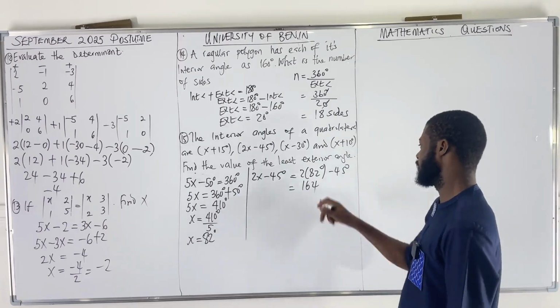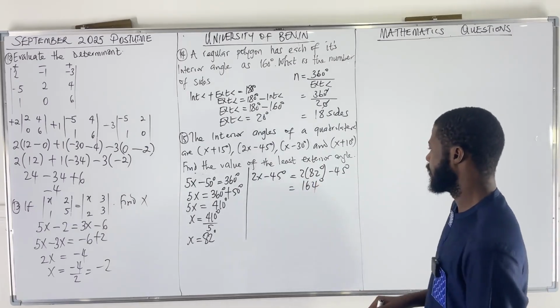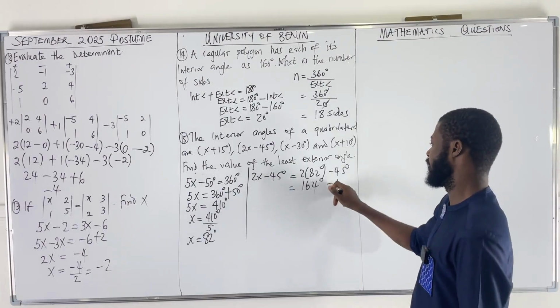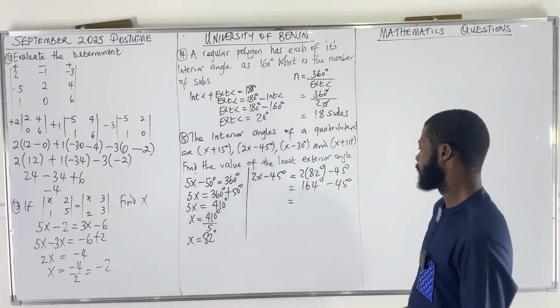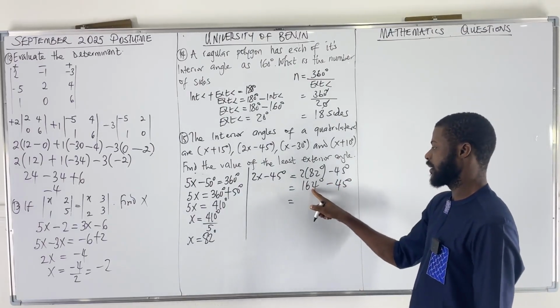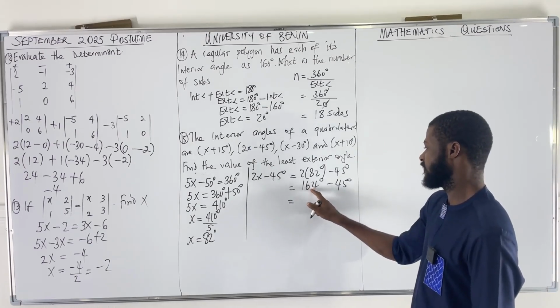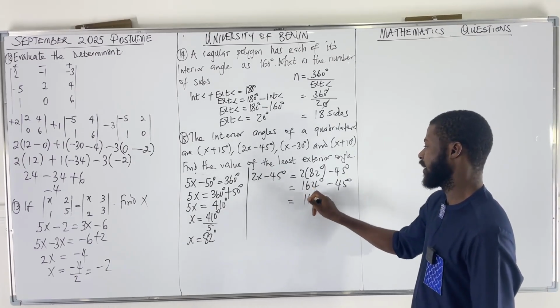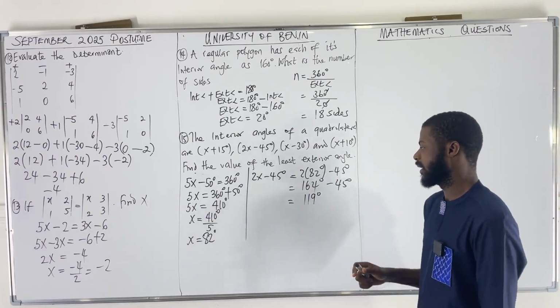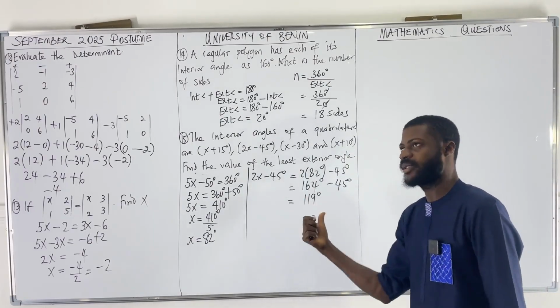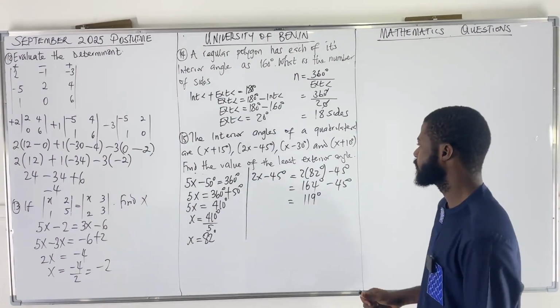I hope I'm not mistaken. Yeah, that should be 164. Yup. And then minus 45 degrees. So let me say this is 65, for example. This will be 119. Yeah, because we're supposed to have 120. So when you subtract 1, it should be 119.